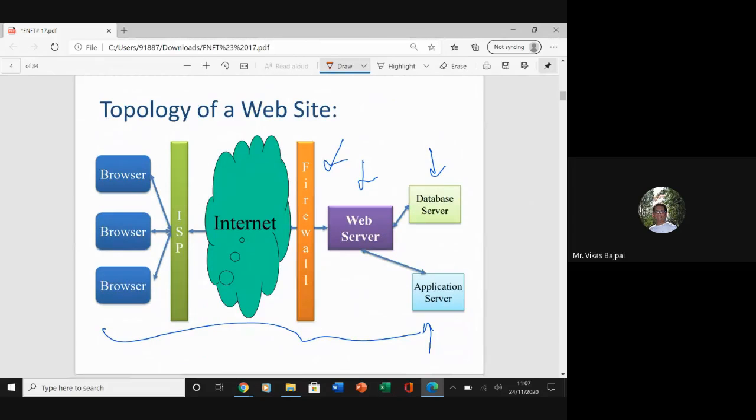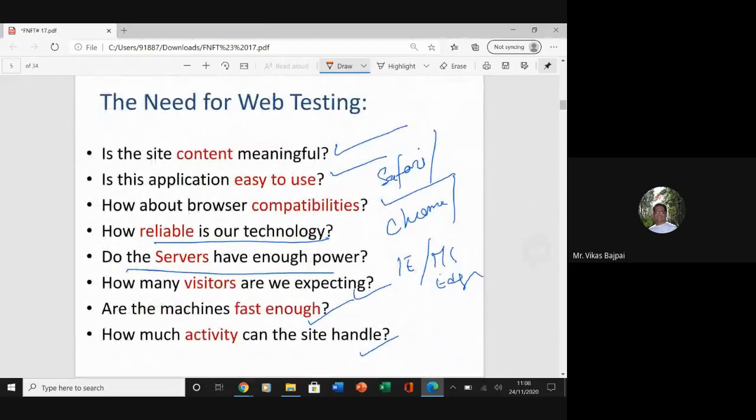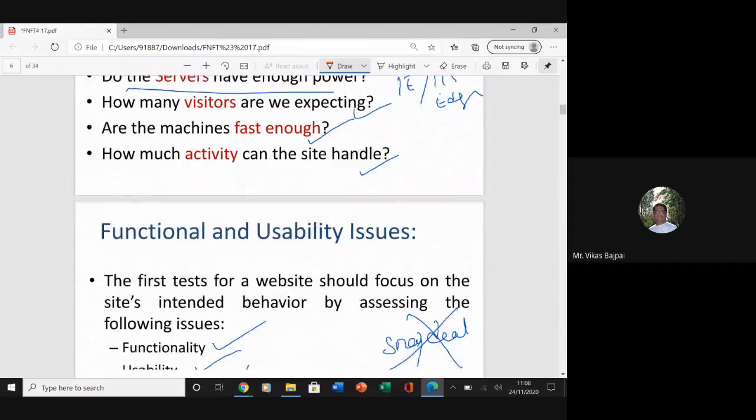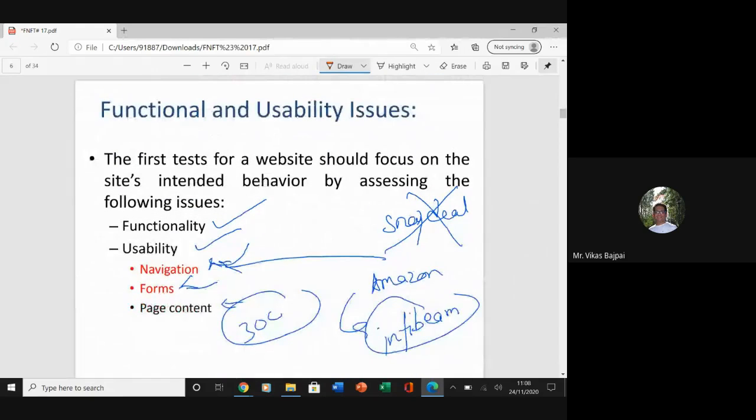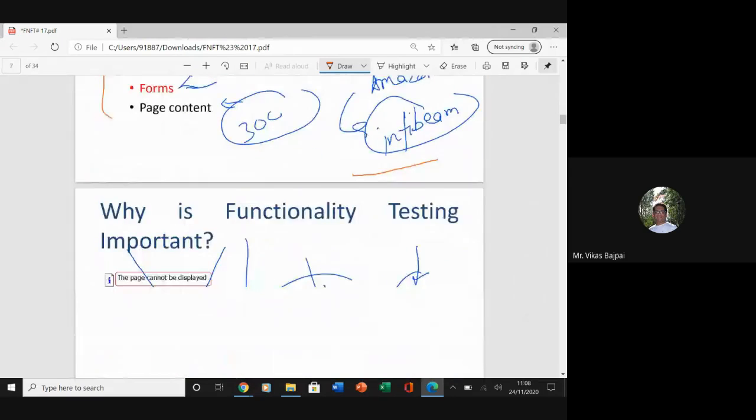Then we looked into the topology of a website where we have the browser, the internet service provider, a firewall. Then we have a web server and a database engine and the application server. Then we saw the actual need of your web testing, where we said that there are several issues associated with this particular part as well. And then we had a discussion on the functional and the usability study of this particular part. And there also we took several examples in our discussion.